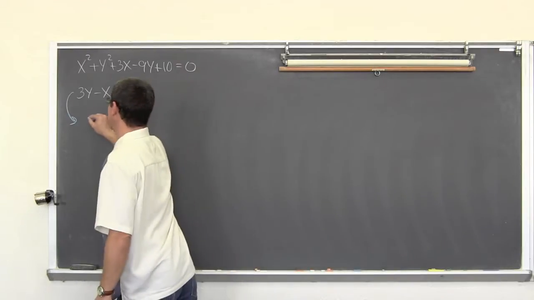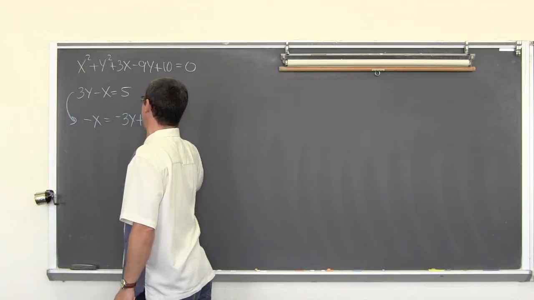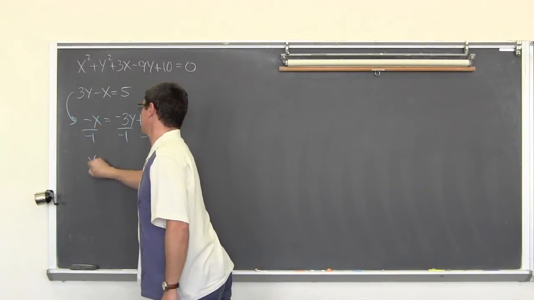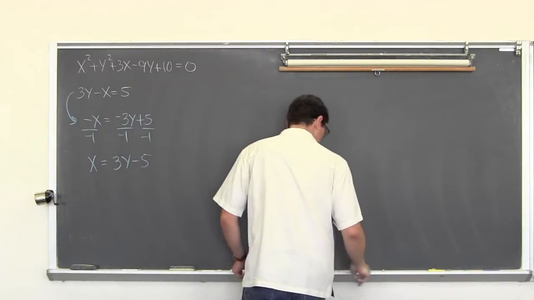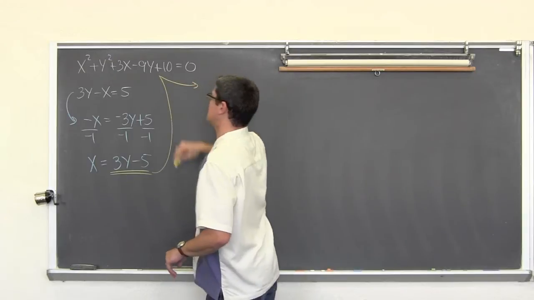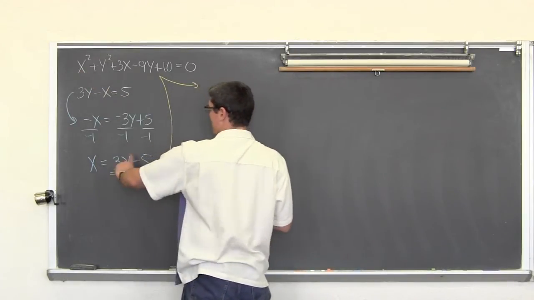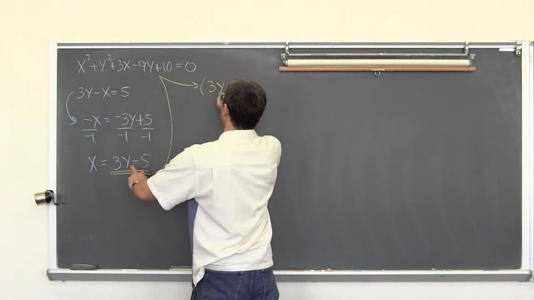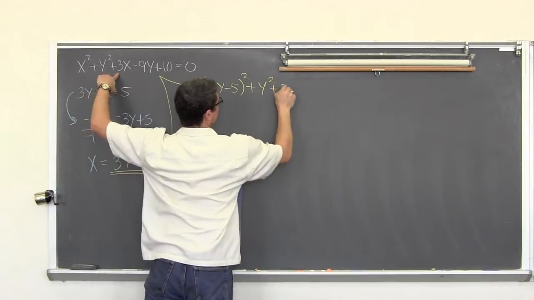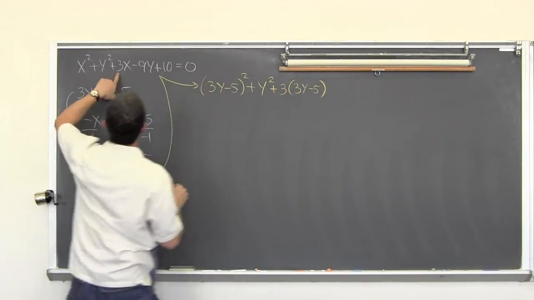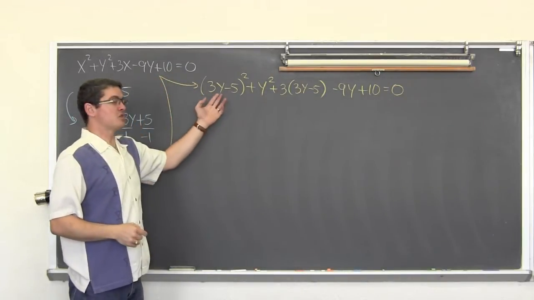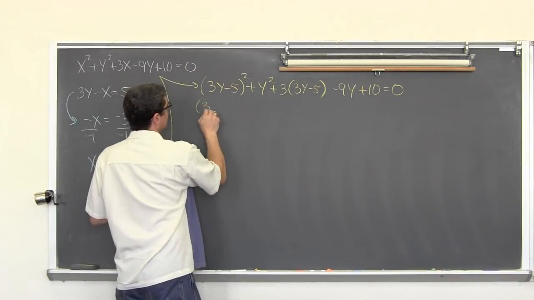So we're going to subtract 3y from both sides and get negative x equals negative 3y plus 5. We're going to divide everything by negative 1 and get x is equal to 3y minus 5. And now we're going to take this expression and substitute it into the first equation anywhere that we happen to see an x. So there we go, right off the bat, x squared, so we're going to do parentheses, x, which is 3y minus 5, squared, plus y squared plus 3x minus 9y plus 10 equals 0.